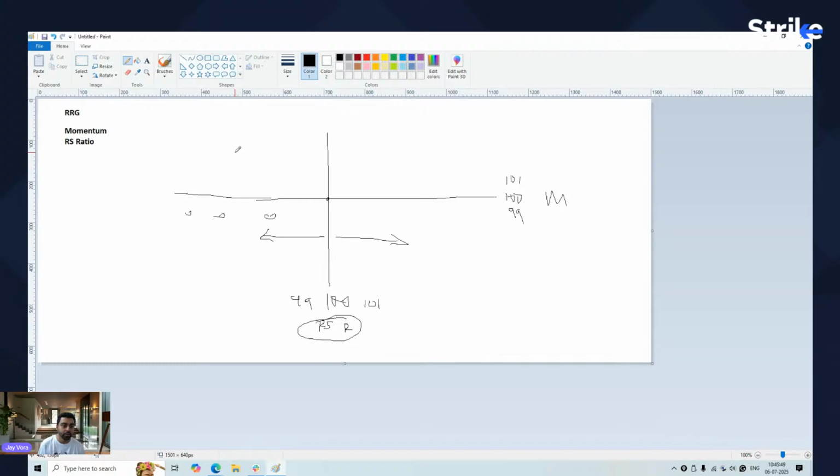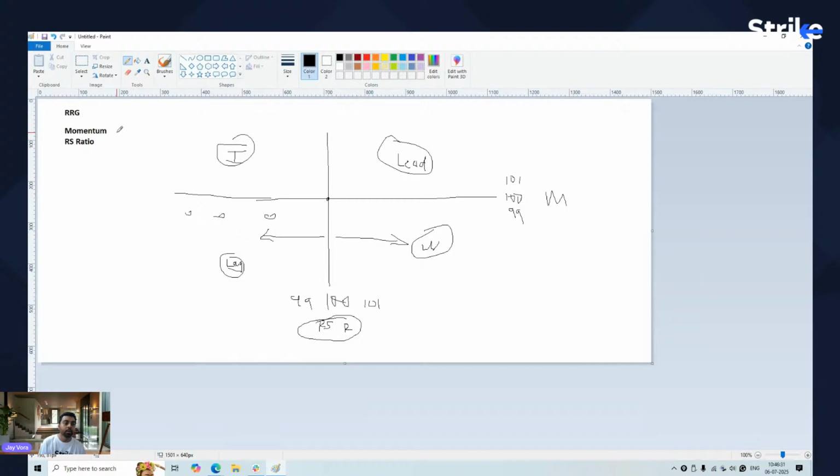In terms of quadrants in RRG, improving comes over here. This is lagging. This is leading. And this is weakening. As I mentioned, anything on the right hand side means that those stocks or sectors are outperforming the benchmark, and anything on the left hand side means they are underperforming.